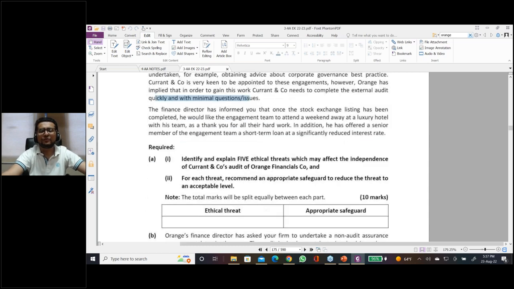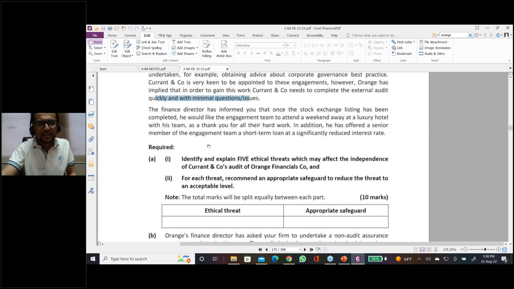The finance director has informed you that once the stock exchange listing has been completed, they would like the engagement team to attend a weekend away at a luxury hotel. This would be considered a self-interest threat because this kind of hospitality is luxurious and too much, and it should not be allowed. It is going to be consequential. It is not going to be trivial.